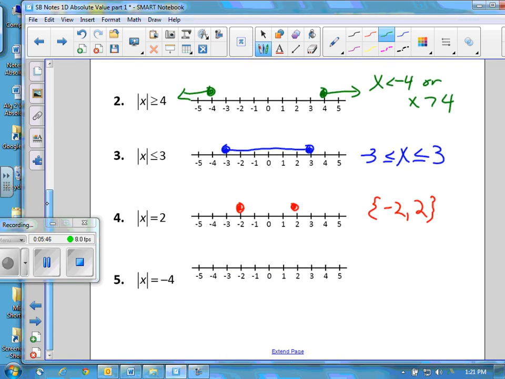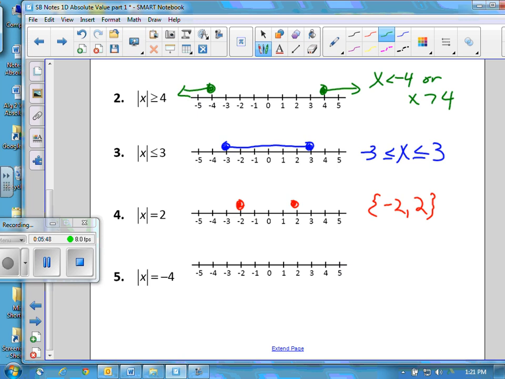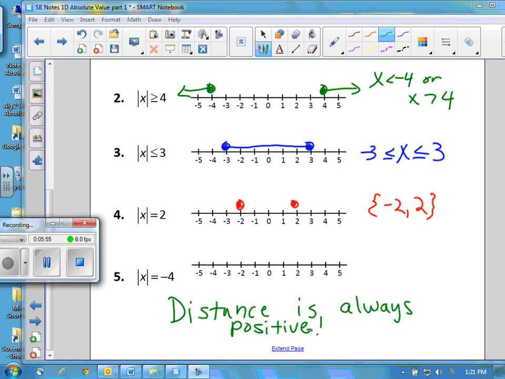Now let's look at number 5 together. This says that the absolute value has to be equal to -4. Distance is always positive. Therefore, there can be no points with a distance of -4. To show this on a graph, we would simply leave our graph blank. Our solution, we can use the symbol for no solution. Now stop the video and go try the next 3 examples on your own. When you finish those 3, start the video again to check your answers.